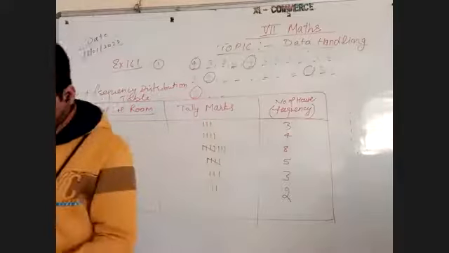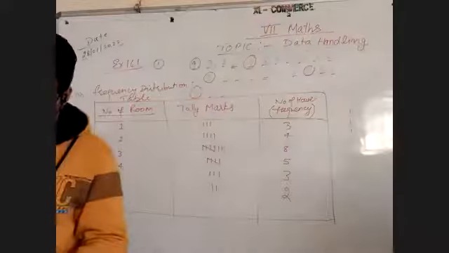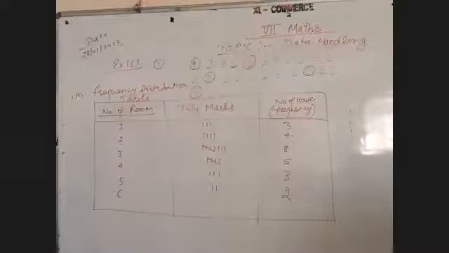Okay, students. Now, the next part of this question, we will discuss the fourth part. Find the number of houses which have 4 or more than 4 rooms.